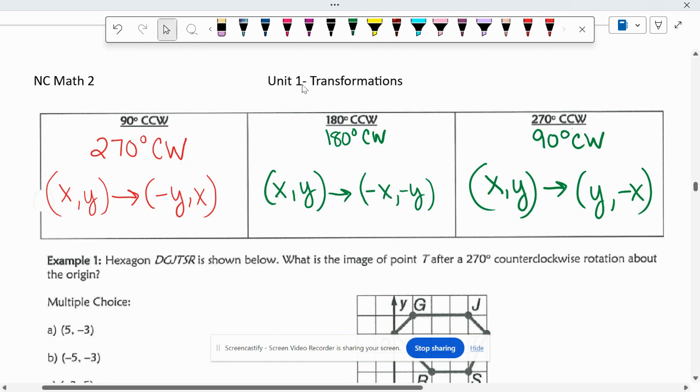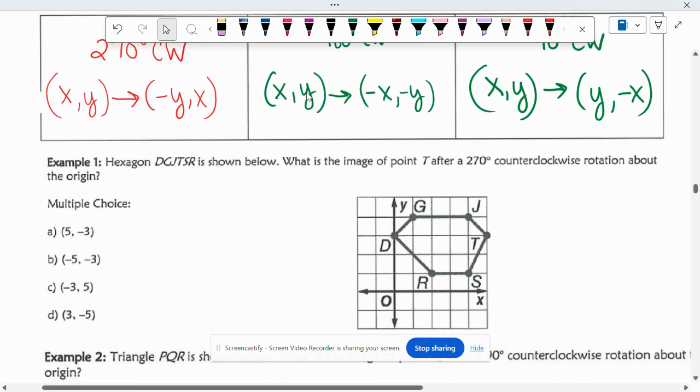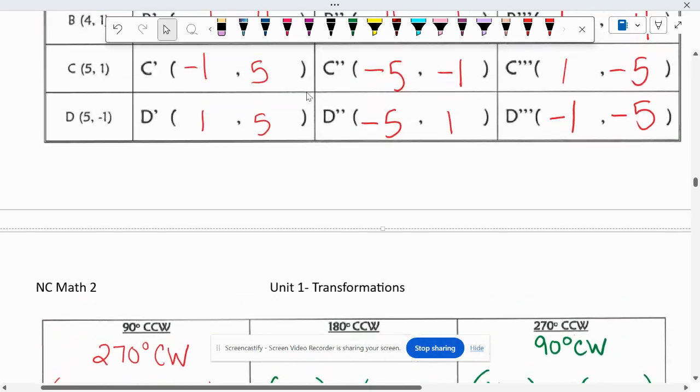So I encourage you to just pick an ordered pair. When you're doing a rotation, pick an ordered pair that's not the same number. Like, don't use (2, 2) or (3, 3). Do something like (1, 5). So I'm going to show you what I mean. I'm going to go back up to this graph up here.